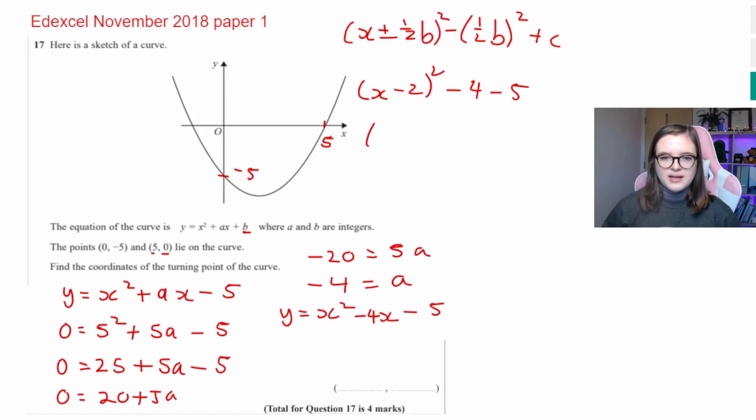And then we then get (x minus 2) all squared minus 9. So remember, change the sign, keep the sign. The turning point is going to be (2, minus 9). And there we have it for 4 marks. So there we have it.